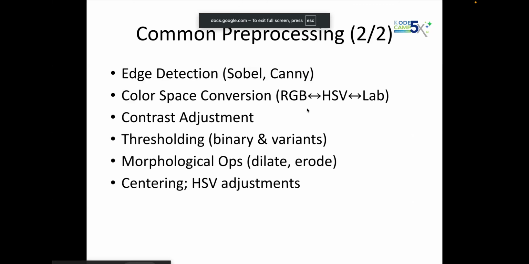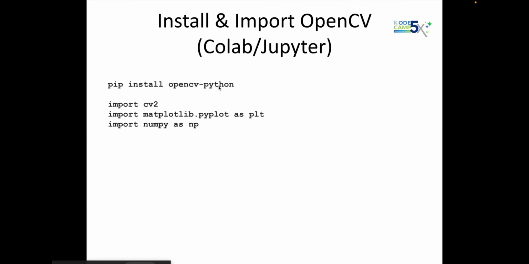And then color space conversion, converting from RGB to HSV, hue, saturation, value, to LAB, contrast adjustment, thresholding, binary variants, morphological operations, HSV adjustment, hue, saturation, value adjustment, and the rest of it. We are going to handle all of this little by little, but we wouldn't be able to finish them today. All right.